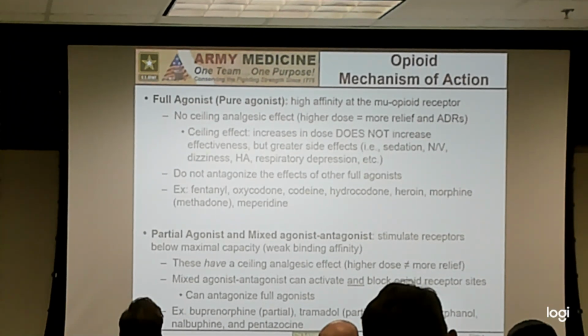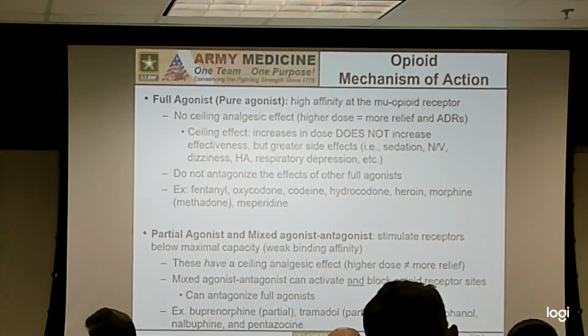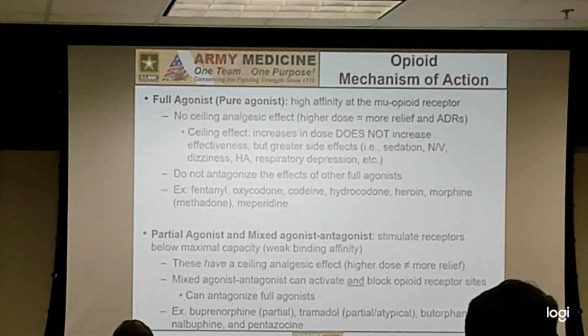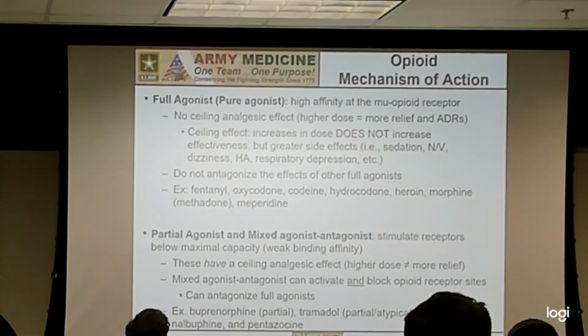So you try not to ever give a partial agonist with a full agonist, or a partial agonist with another partial agonist. Okay? Because they have the same effect. So I'm using the words interchangeably. That's why it says partial agonist and mixed agonist/antagonist. Okay? So a partial agonist can just be an agonist, but it's like a weak agonist. It's binding to the receptors, but it's weakly bound. So you're not getting the maximum effect of that opioid receptor that you could get.